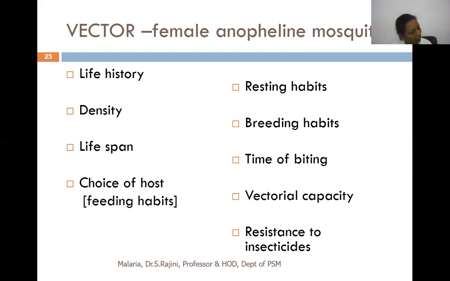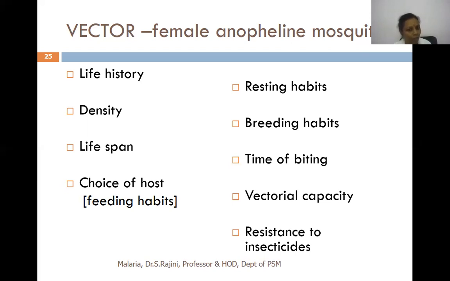And what about the lifespan? So it's a key factor for transmission of malaria. So as long as they live, they keep transmitting the infection. If they have a very short lifespan, they don't transmit much. So at least they need 10 to 12 days of lifespan to transmit the infection.